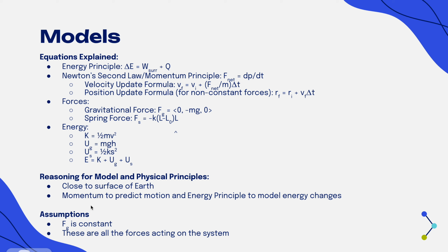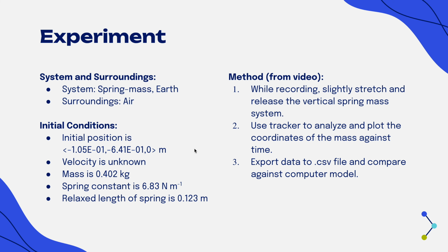And we're using the momentum principle to predict the motion and the energy principle to predict the energy changes in our experiment and data. So our main assumptions are that the force of gravity is constant, that's why we're staying close to the surface of the Earth, and that these are all the forces acting on the system, so there's no friction essentially. For the experiment, the system is the spring, mass, and the Earth, and the surroundings is the air.